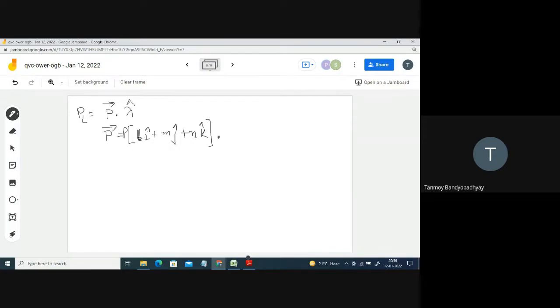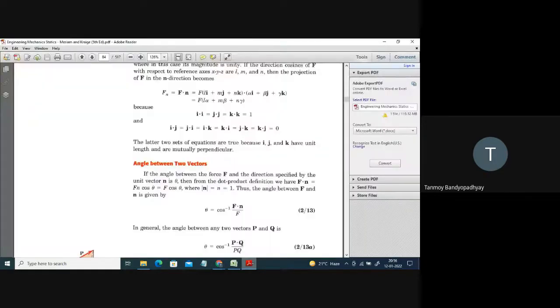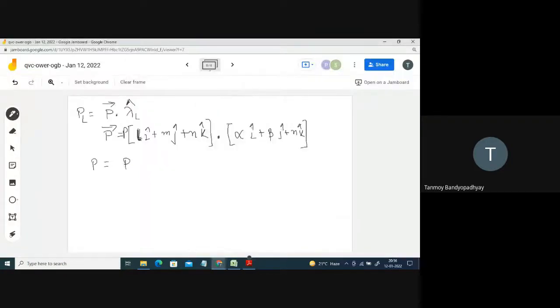আচ্ছা, এবার যে ডাইরেকশনটা তোমাকে দেওয়া হয়েছে, so lambda L, that direction should also have some direction cosines. So let those directions be alpha i cap plus beta j cap plus gamma k cap. তাহলে দেখো, once you do this dot product, এটা PL, so PL should come out to be the magnitude of the force into L alpha plus M beta plus N gamma.